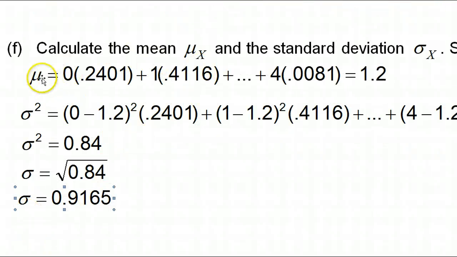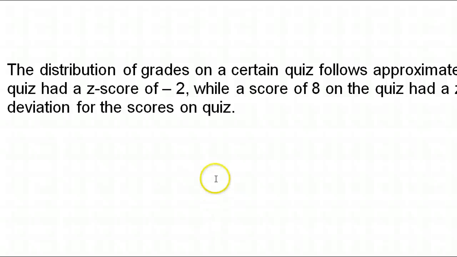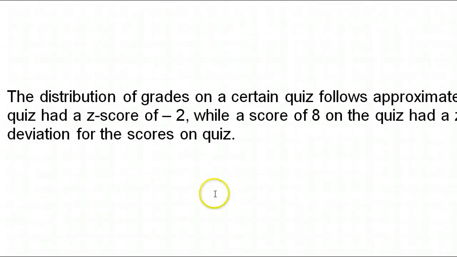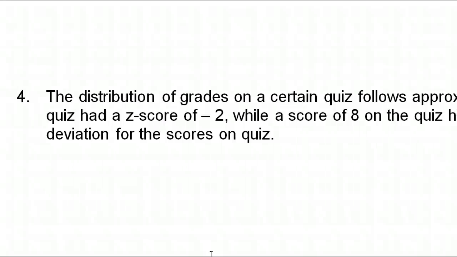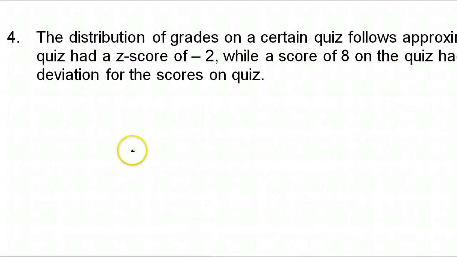So now we've calculated the mean, which is 1.2, and the standard deviation, which is 0.9165. Okay, I think we're getting almost to the end. Let's just do problem number 4. All right, this one sounds a little bit tricky.